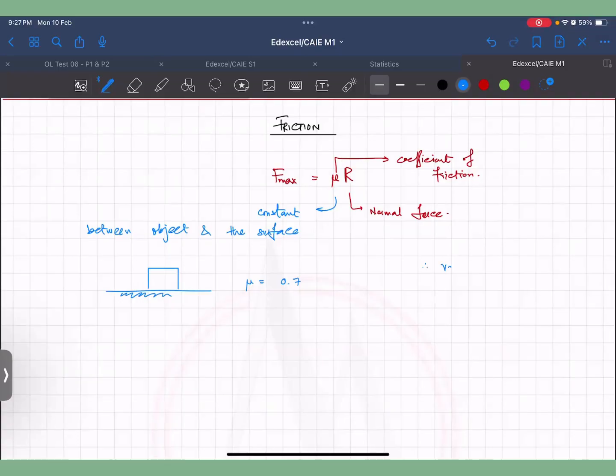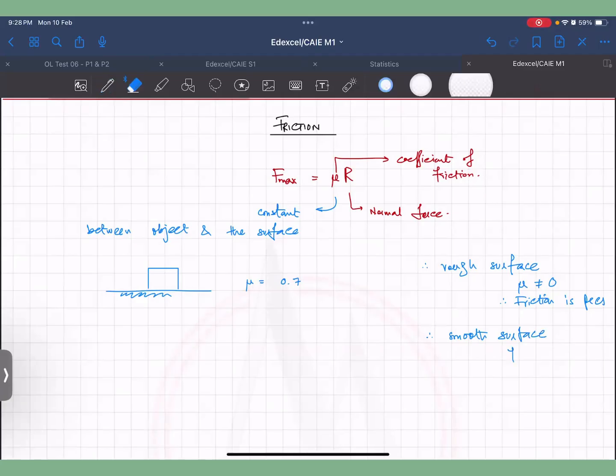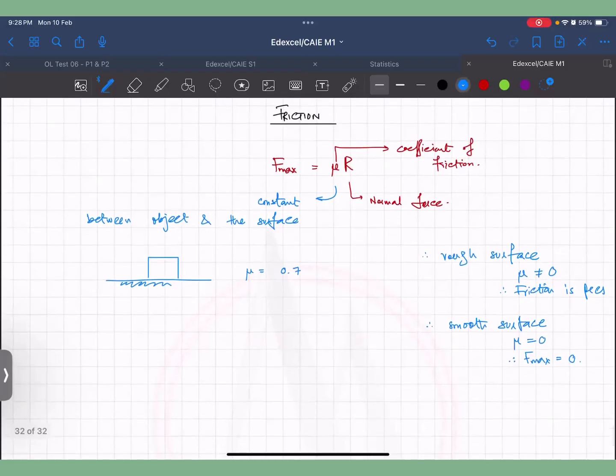So for example, if in the question they talk about a rough surface, the object is traveling on a rough surface, then this mu would not be equal to 0. Then friction would be present between the surface and the object. But if they tell you that the surface is smooth, a smooth surface means that right now we assume that the friction is 0. So the coefficient of friction in this case would be exactly 0, and therefore friction F max would be 0.